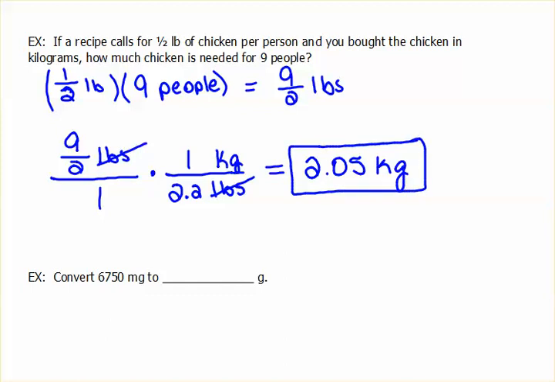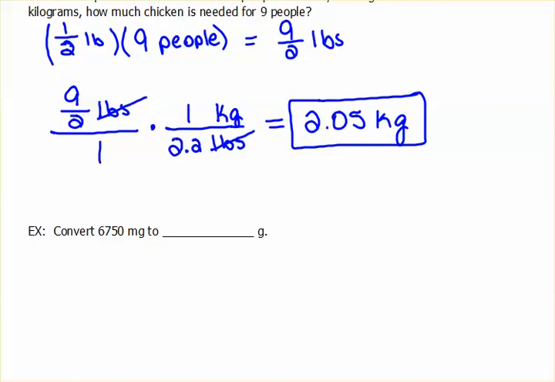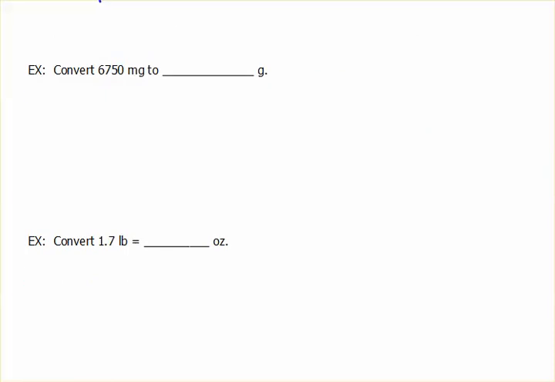All right, let's do just some conversions here. And again, this is just converting using dimensional analysis. This says convert 6,750 milligrams to grams. So we're going to start off with what we're given, 6750 milligrams. Put that over 1.